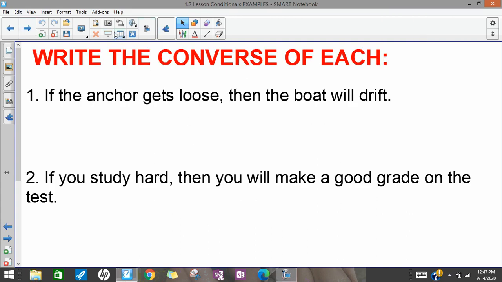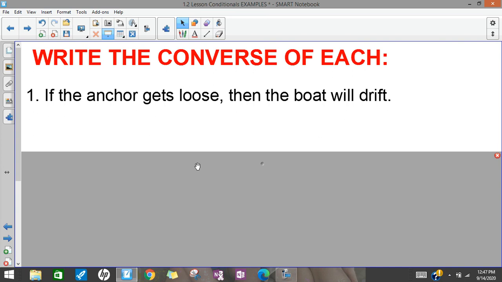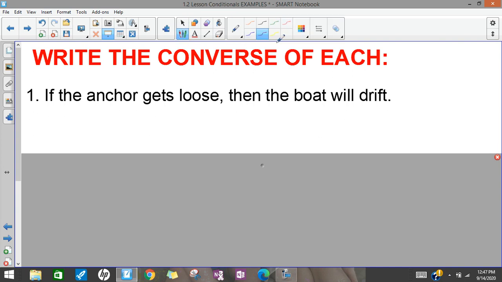So I have 4 of each. I want to write the converse of each of these statements. Let's first remind ourselves that a converse is when we switch P and Q. So we have if Q, then P. Then we need to identify what is P. Well, P is the anchor gets loose, and Q is the boat will drift. This is why it's important that we know that if and then aren't a part of those two things. So the if and then stay in the same spot.